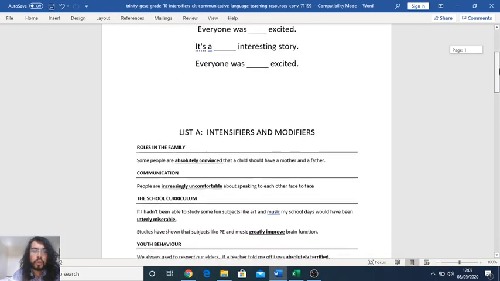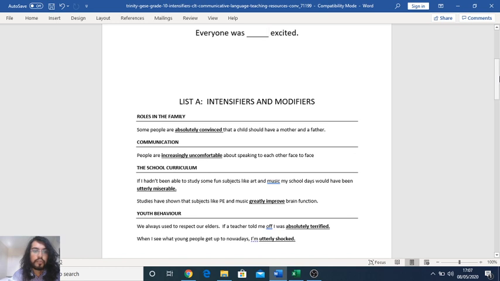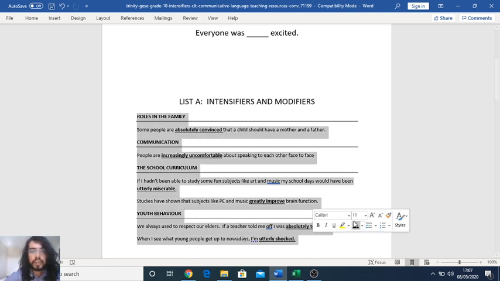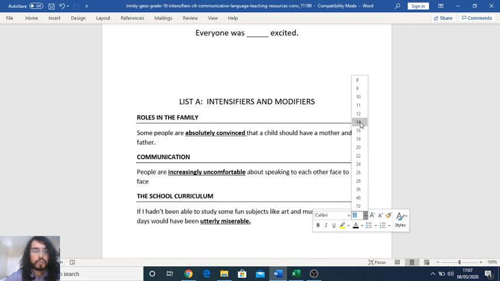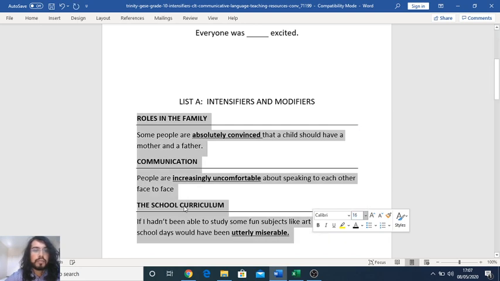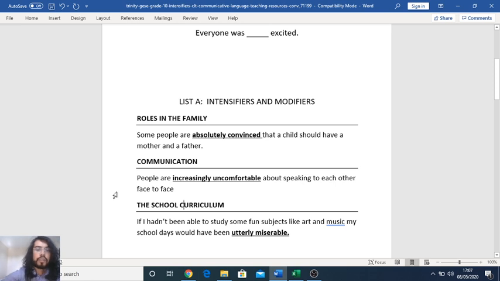Proceeding onward now, we're initially going to look at four different categories. So here is a list of intensifiers and modifiers. Let's look at roles in the family. We have a sentence here: some people are absolutely convinced that a child should have a mother and father. Okay, so let's break that down. And actually, I realize the text is a bit small, guys. Do let me know if the text is too small. I'll slightly increase it. How about we go to 16? Again, any problems reading it, do let me know.